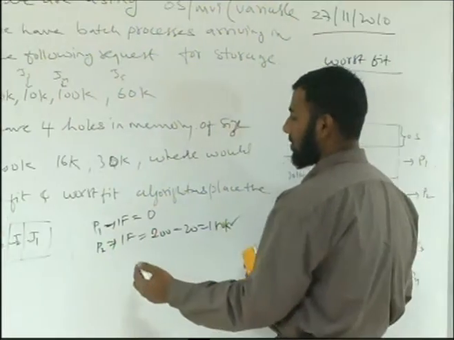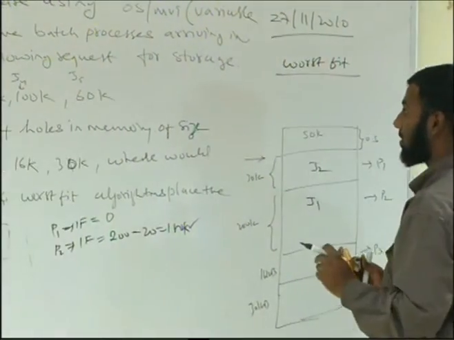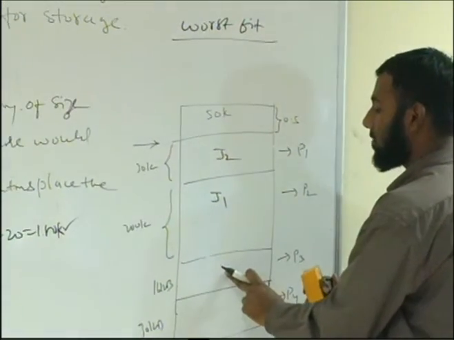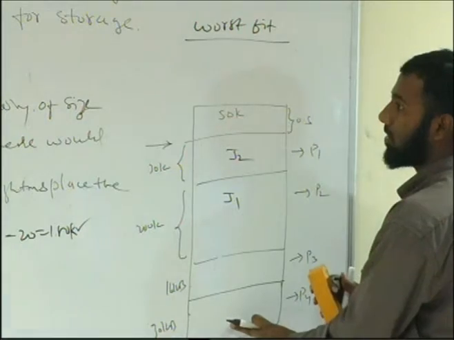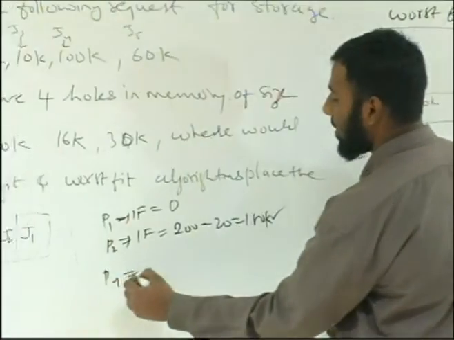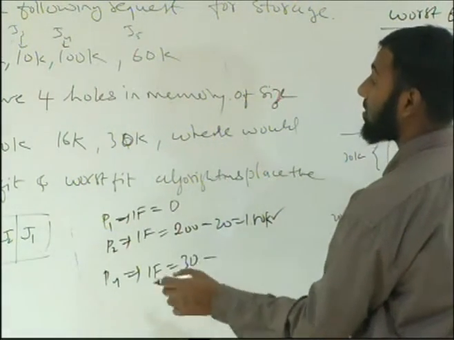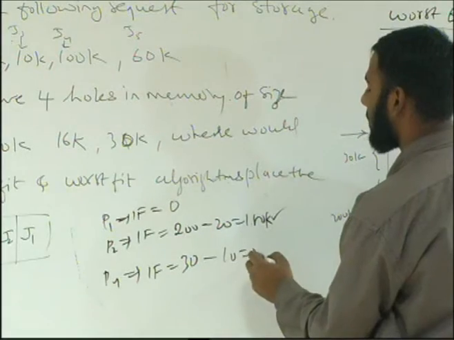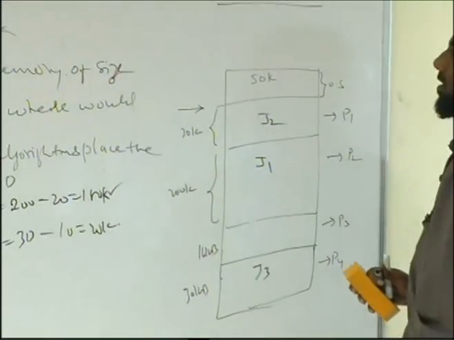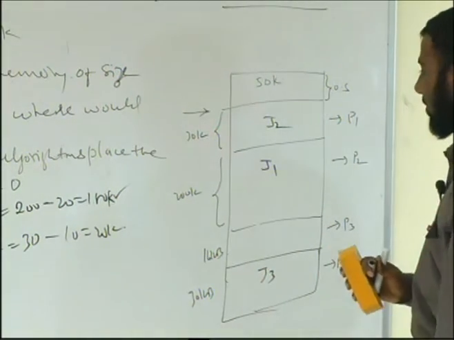Then another job, J3, comes. The size of this job is 10 kilobytes. It cannot be accommodated in the partition where internal fragmentation would be 6, and in another the internal fragmentation would be 20. So partition P4 will be selected. When partition P4 is selected, the internal fragmentation will be 30 minus the size of the job, which is 10, giving 20 kilobytes. So job J3 will be accommodated here. Now J4 and J5 are again left, unable to be accommodated.